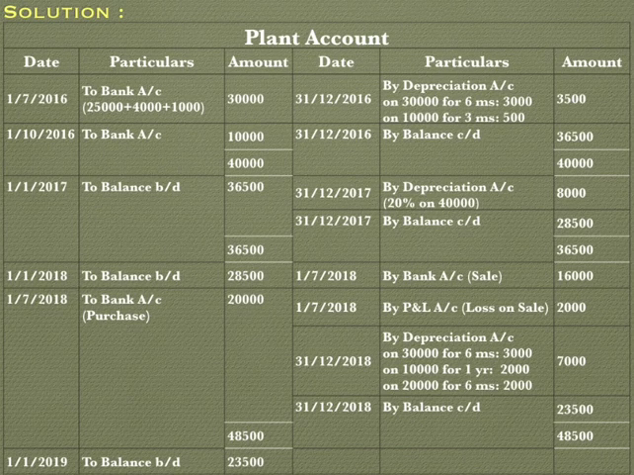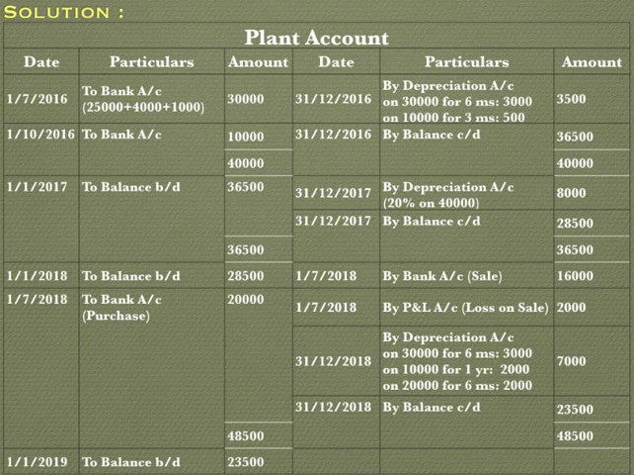Here again the debit side is more than the credit side, so we will total up the debit side first. 36,500 is our total amount. Now the balancing figure is rupees 28,500 on the credit side, which is the balance carried down for the year 2017.